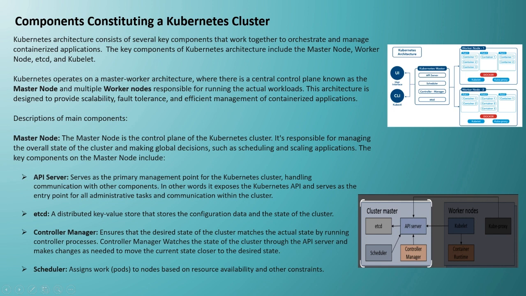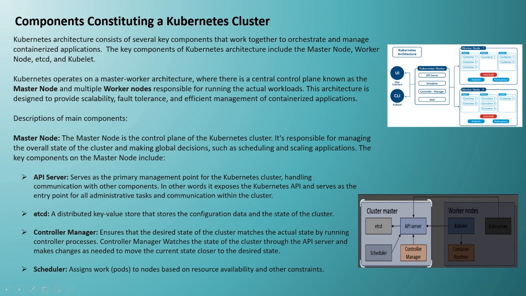Master node. The master node is the control plane of the Kubernetes cluster. It's responsible for managing the overall state of the cluster and making global decisions, such as scheduling and scaling applications. The key components on the master node include API server, etcd, controller manager, and scheduler.